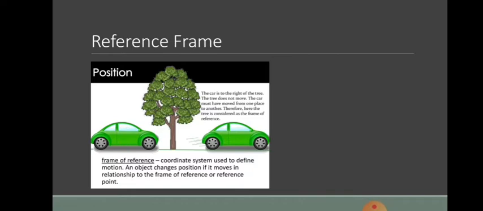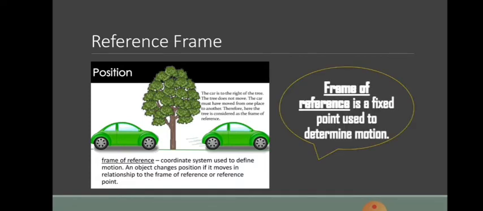So an object changes position if it moves in relation to the frame of reference or reference point. In simpler nga words, ang frame of reference is a fixed point used to determine motion. Kay murag ang frame of reference mao na siya ang object nga imong gitiman-an nga asa na dapita ang katong moving nga object in terms of the stable or steady nga object, katong wala naglihok. Naba siya sa right, naba siya sa left, before, after, or pila ka meters from that point of reference. So mao na pasabot sa reference frame.